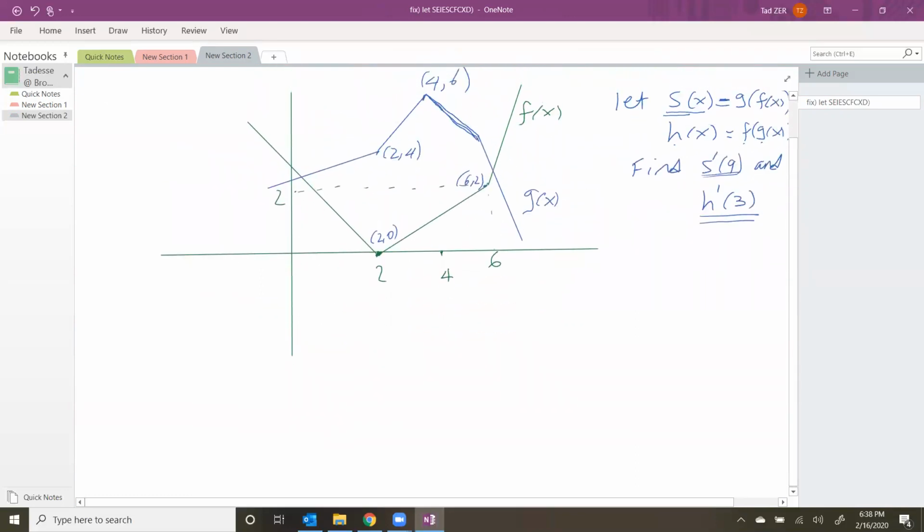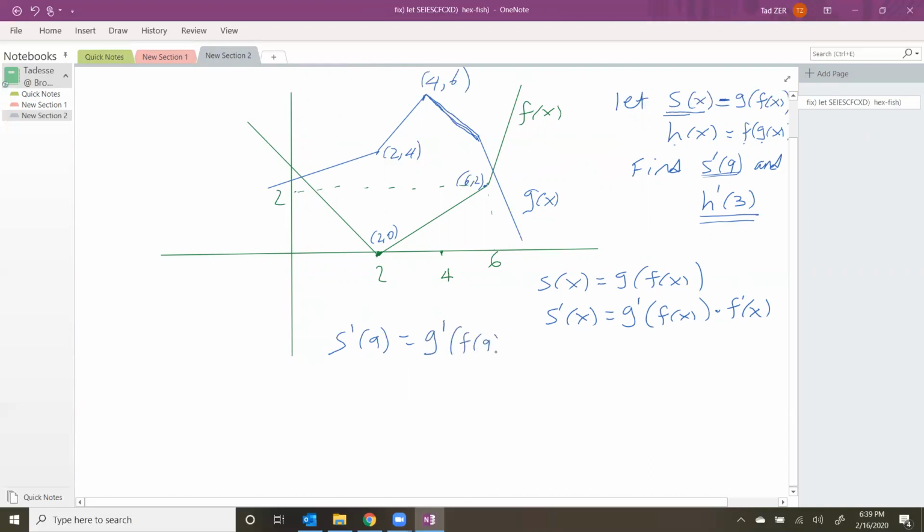Let's start with s prime at 9. So what does s prime at 9 mean? Because s of x is the composition g of f of x, s prime at x becomes, by the chain rule, g prime at f of x times f prime at x. That's what s prime at x means. In particular here, we want to find s prime at 9. S prime at 9 means g prime at f of 9, my x, times f prime at 9.